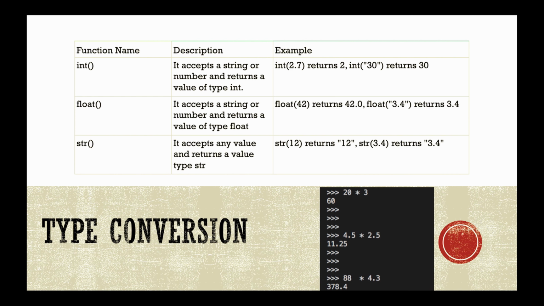Sometimes it is desirable to convert data from one type to a different type at our will. To handle such situations, Python provides us with the following built-in functions. First, we have the int function. This function accepts a string or number and returns a value of type int. For example, int of 2.7 returns 2, and int of 30 returns 30. Next, we have the float function, which accepts a string or a number and returns a value of type float. Float of the string 3.4 returns 3.4. We then have the str function. This function accepts any value and returns a value of type string. So str of 12 returns 12 as a string, and str of 3.4 returns 3.4 as a string.